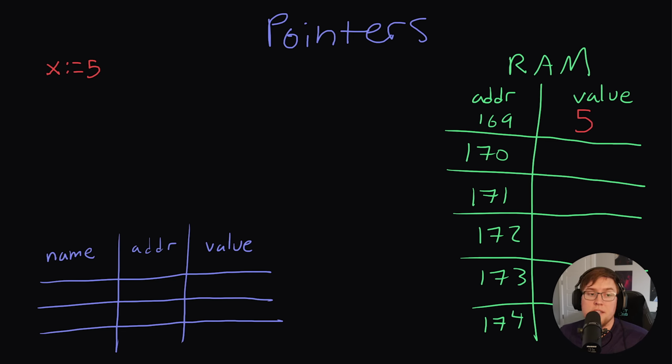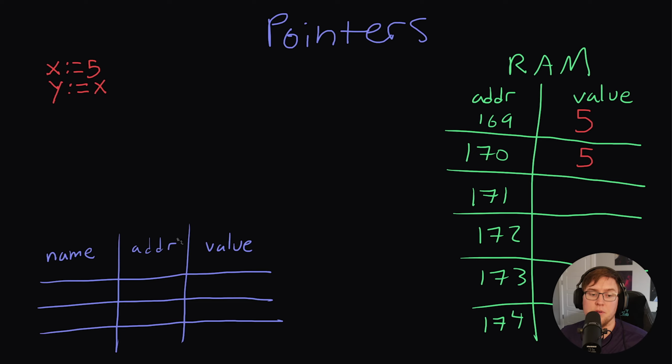Great. Now, what happens if I create a new variable, let's call it y, and set it equal to the current value of x? Y actually gets a new copy of the value. So x lives here at address 169. Y, let's just say, is going to live at address 170, and we get a copy of that 5.